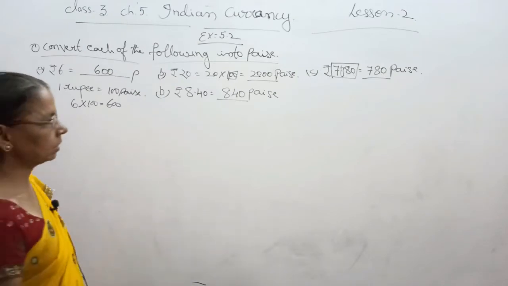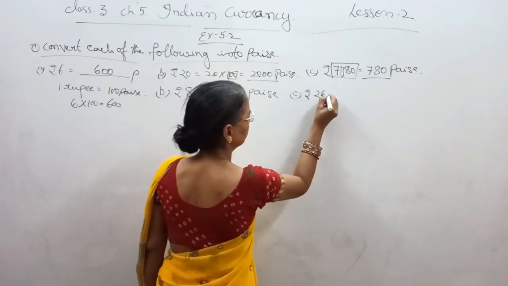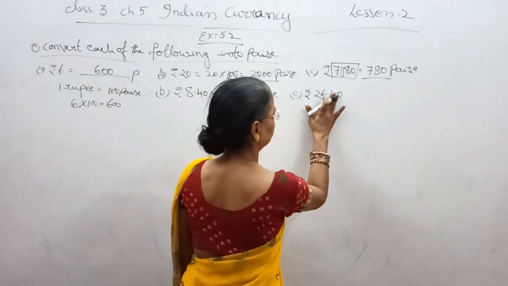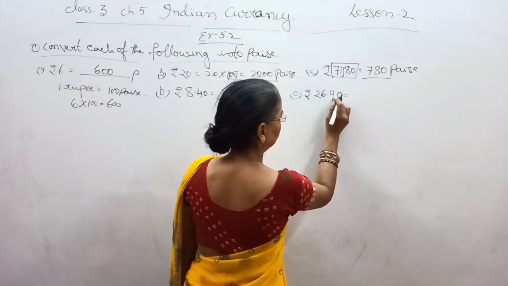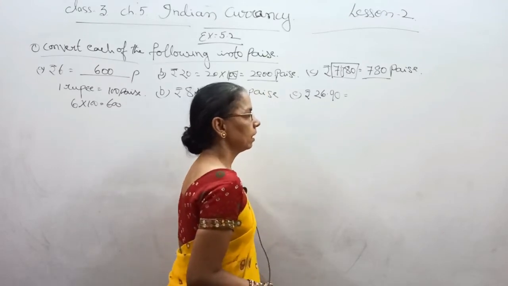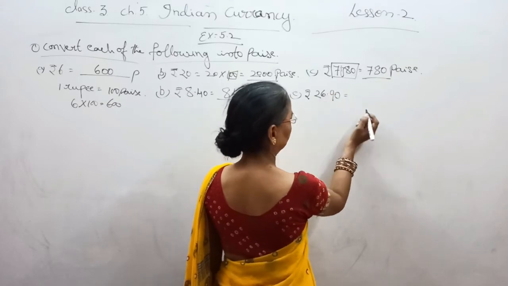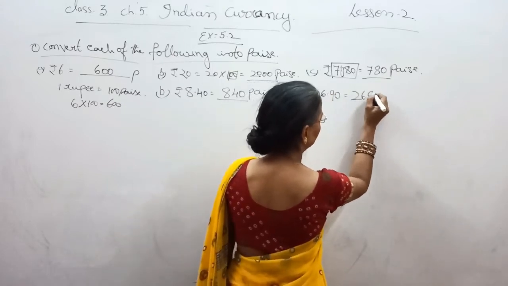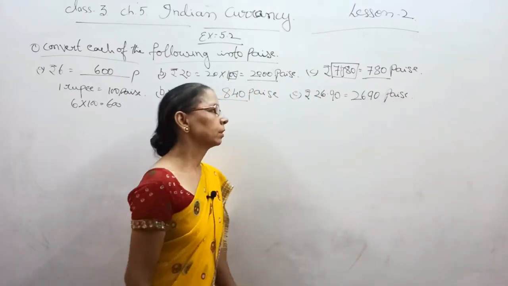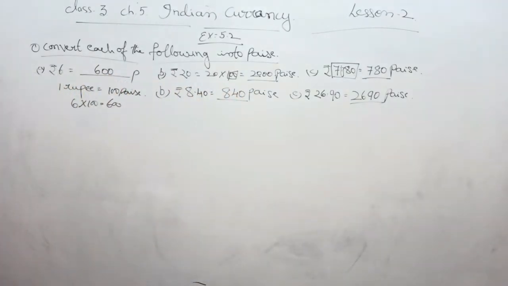Again, the fifth one is in double numbers, that is rupees 26.90. There is no problem if we get 2 numbers, 3 numbers or 4 numbers. It never confuses us, because after removing this point, we can simply write 2690 paise. Like this, you have to convert the rupees into paise.